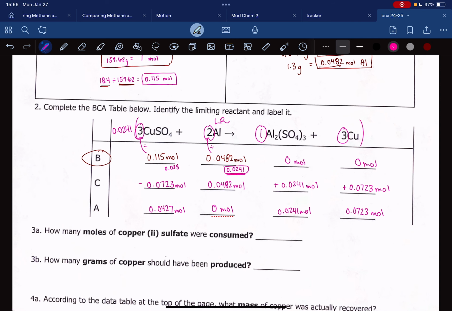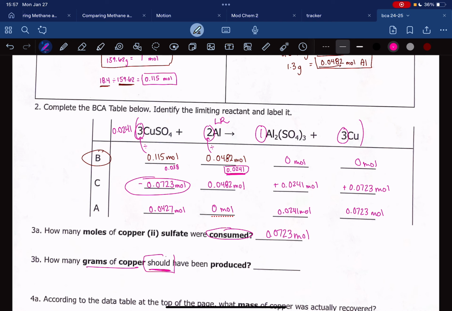Great. Question 3A. How many moles of copper 2 sulfate were consumed? Consumed means used up. So I'm interested in the change in the amount of copper sulfate during this reaction. And that's right there. 0.0723 moles.